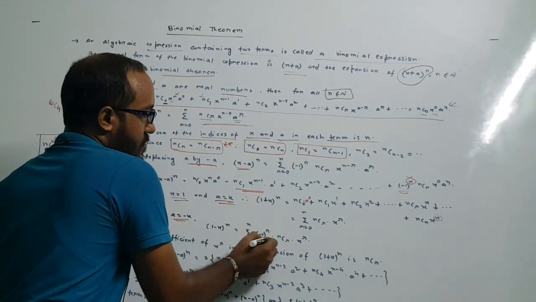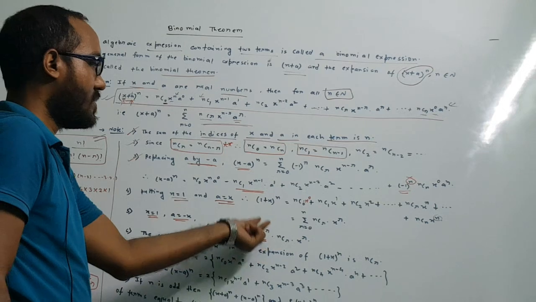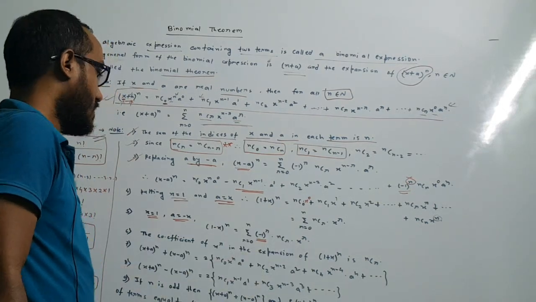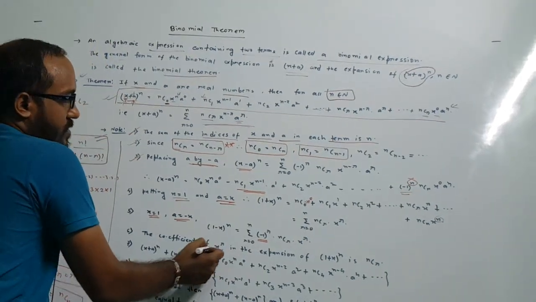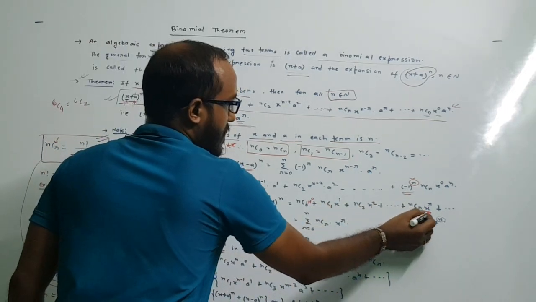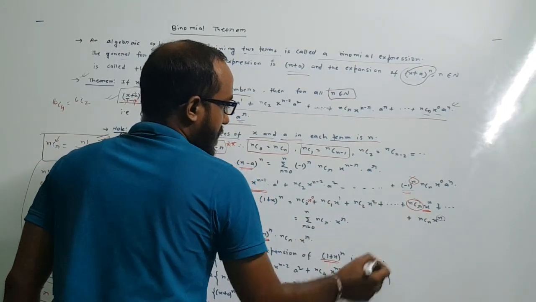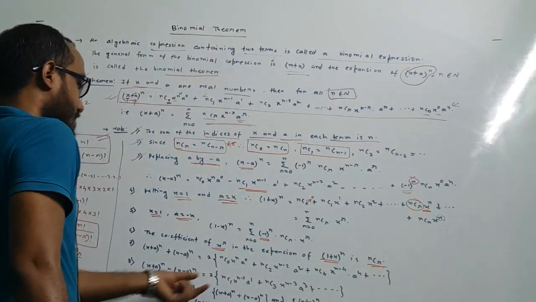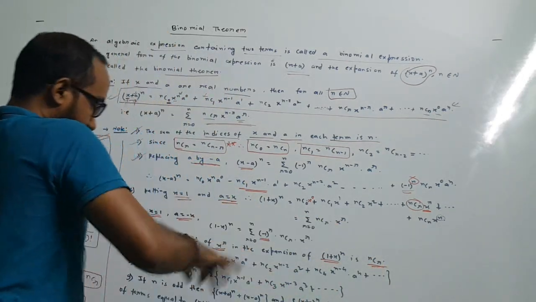So in 1 minus x to the power n, we will have minus 1 to the power r, NCR x to the power r. The coefficient of x to the power r in the expansion of 1 plus x to the power n, what is it? That is NCR. Sometimes we have to find out the coefficient. We will see in the problems.